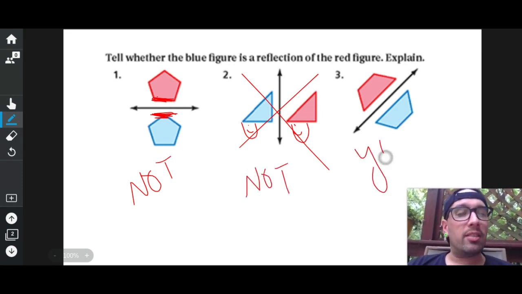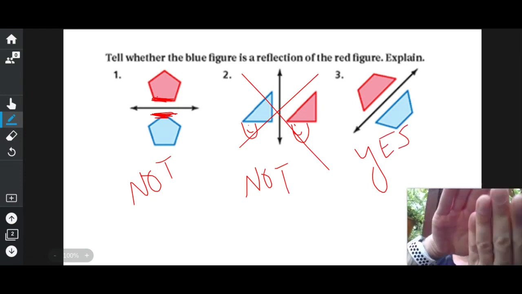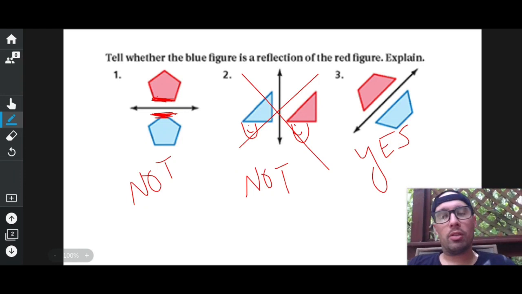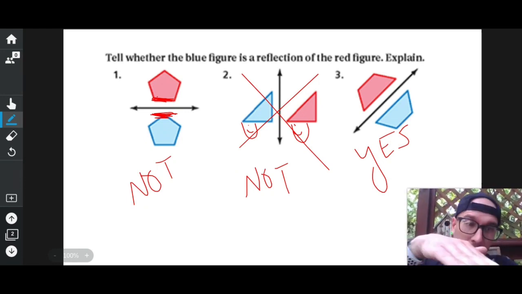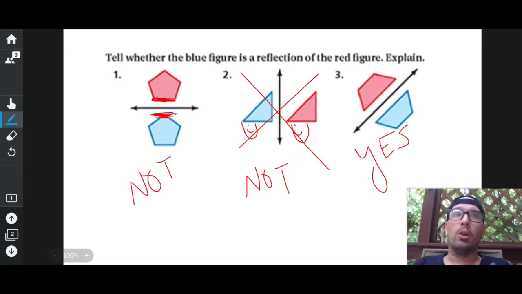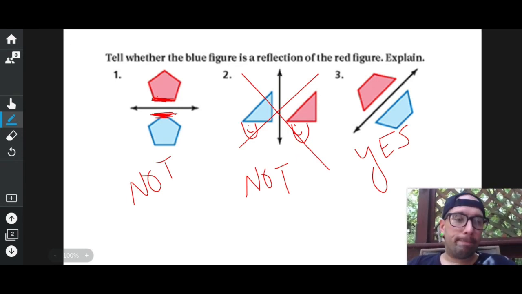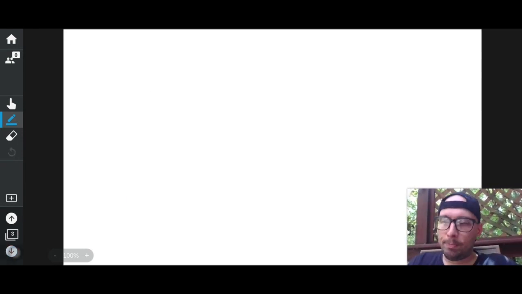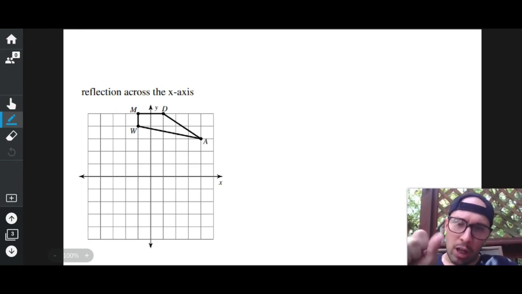This is a yes, because literally what I see is a flipped version of the same exact figure on the other side of the line. The line's not necessarily straight left or right or up or down. It's a diagonal line, but who cares? If I were to hold a mirror sideways, it's going to look all weird and crazy. That's a reflection, kids.